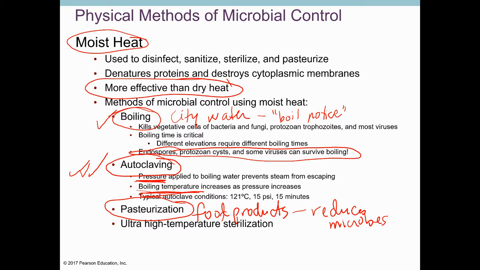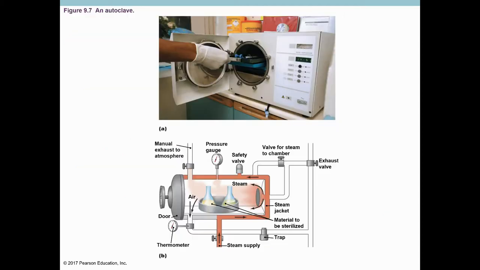And then you have something called ultra high temperature sterilization, which is sometimes used for food products. There's actually some milk that you can buy that sits on the shelf at room temperature because it has been completely sterilized. But that's kind of a step beyond typical pasteurization.